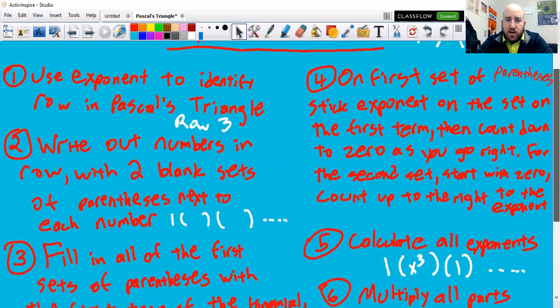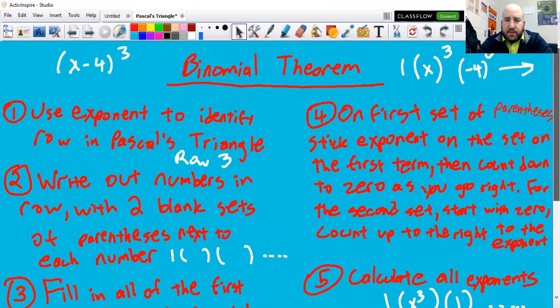Fourth step, it's kind of long. Again, the wording's a little not great, but it's more about seeing it in action. On the first set of parentheses, the one with the x in it, stick the exponent on the first term. When I say the exponent, I mean the original one, so stick 3. Then count down to 0 as you go right.